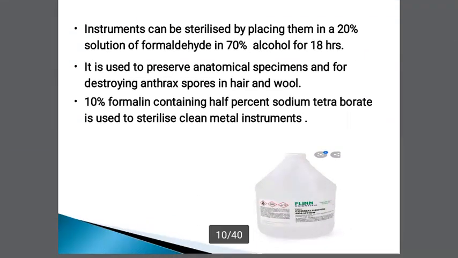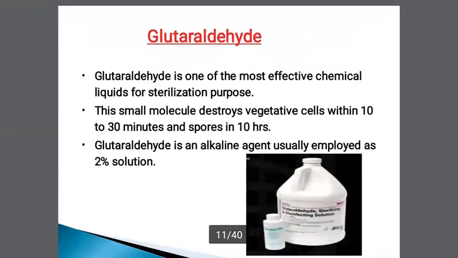Instruments can be sterilized by placing them in a 20% solution of formaldehyde in 70% alcohol for 18 hours. It is used to preserve anatomical specimens and for destroying anthrax spores in hair and wool. The 10% formalin containing 0.5% sodium tetraborate is used to sterilize clean metal instruments. Then we will see glutaraldehyde.